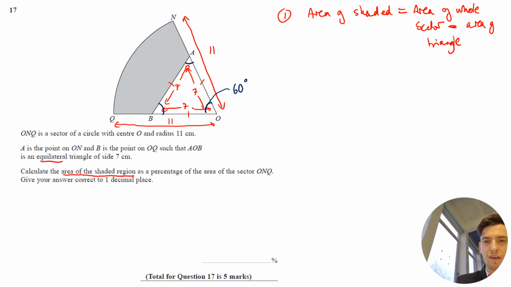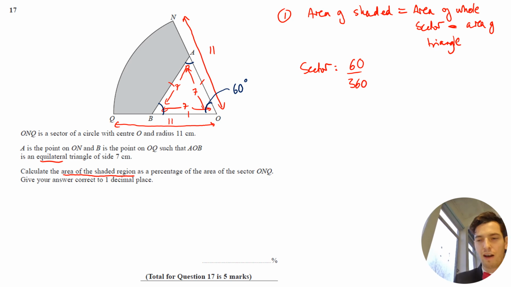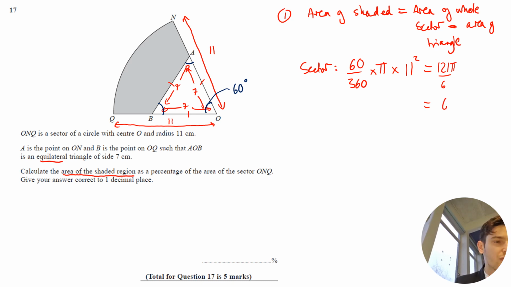Area of the sector first of all. I know how to calculate the area of my sector. I've got 60 out of 360 because that's the fraction of the circle that I have, times pi times radius squared. My radius is 11, and that gives me 121 pi over 6, and I can write that out as a decimal, 63.355, etc.